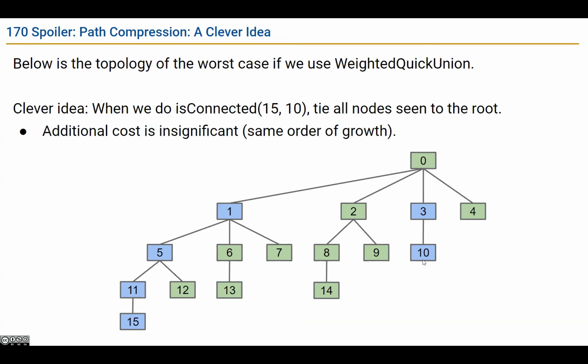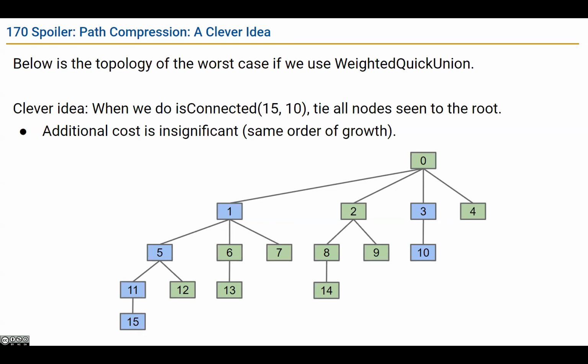How do I know who the boss of 10 is? I go into parents array 10, your parent is 3. 3, your parent is 0. 0, you're the boss. So I climb the tree, and I find out that both of these items, 15 and 10, have 0 as the boss. Since both of them have 0 as the boss, that tells me they're part of the same team. So I know that isConnected returns true.